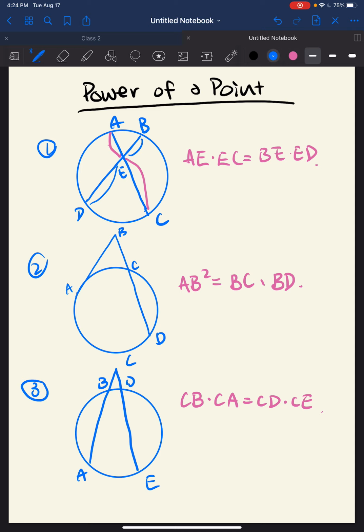We can see that these three scenarios are basically talking about the same thing. It's just whether this point right here is inside or outside the circle, and whether the line is tangent to the circle or not.